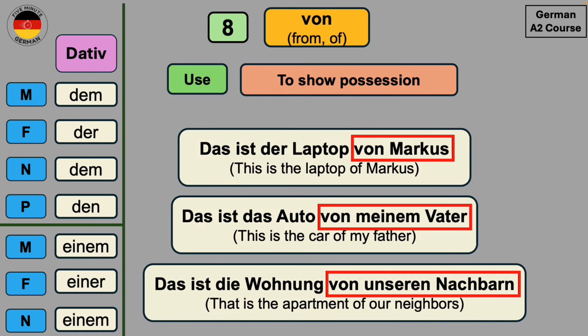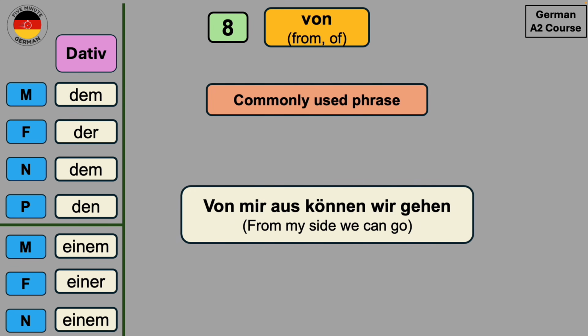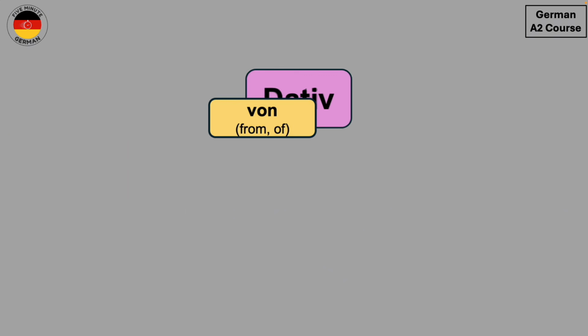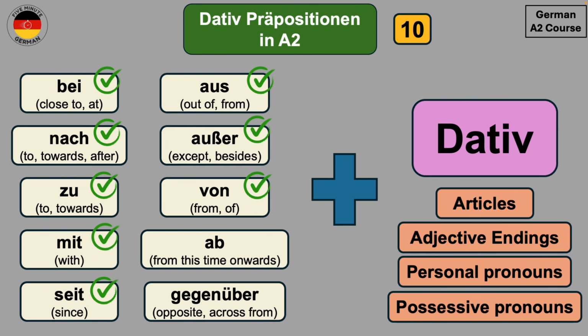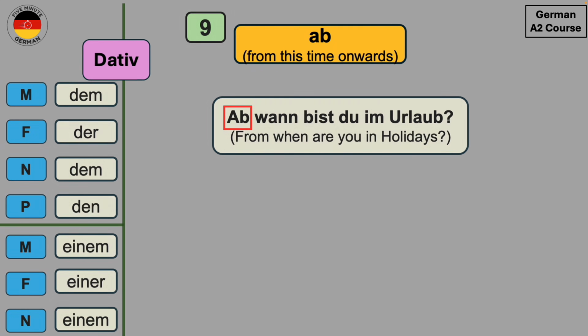And a commonly used phrase with von is von mir aus können wir gehen. So von mir aus means from my side. So if somebody asks you, should we go to the cinema? Then you can say von mir aus können wir gehen. So from my side, I am okay, we can go. So this was von. Now the next preposition is ab, which means from this time onwards.